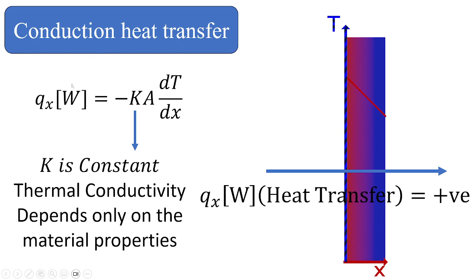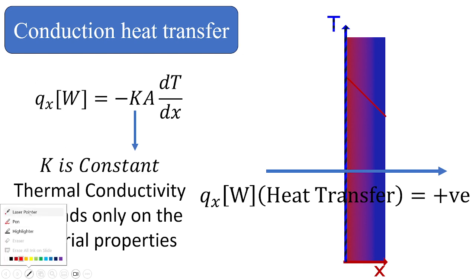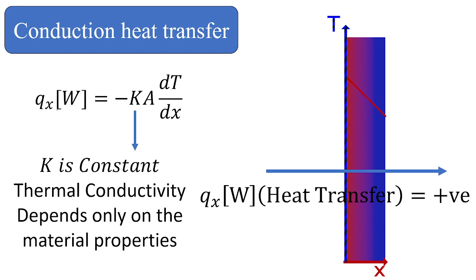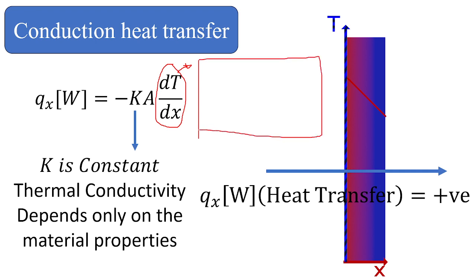Conduction heat transfer is represented by this law, which says that Q, the heat transfer, which is in units of watt, equals negative K A dT by dx. We will discuss each term one by one. dT by dx is called the temperature gradient, and this represents the change in temperature as opposed to the incremental change in the displacement.